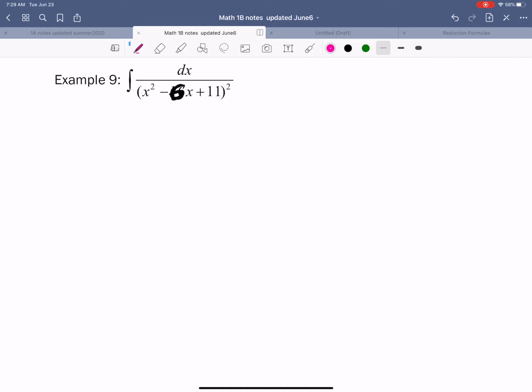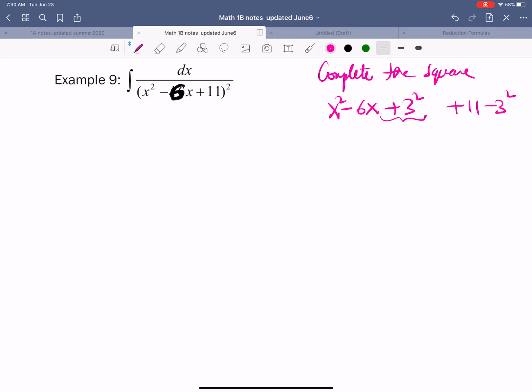What should I do here first? Again, it looks like I'm going to have to complete the square. So I'm going to do the work for completing the square on the side. x squared minus 6x. I'm going to leave some space and push the 11 away. What number should I add over here to complete my square? Looks like half of 6, squared. Half of 6 is 3, so I'm going to add a 3 squared and subtract a 3 squared. The completed square turns out to be x minus 3 squared plus 11 minus 9, which is x minus 3 squared plus 2.